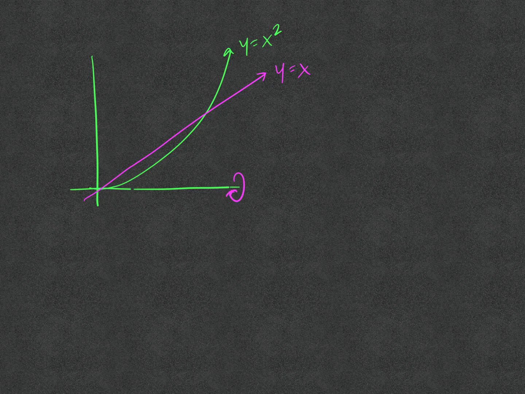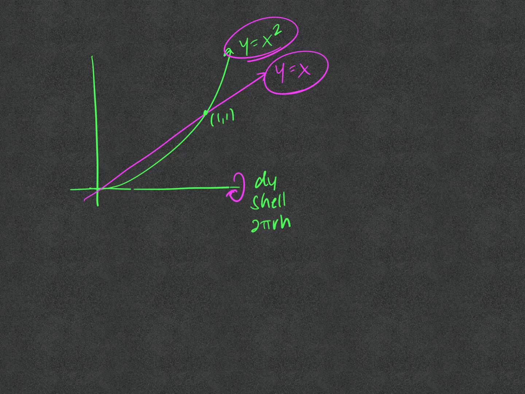Now here's the change. Here you have two functions. You have a function here and a function here. That's going to affect your height. So we're going to be around the x-axis. That means we're going to be in terms of y, shell method 2 pi rh. Could you use this with this method? Yes. Have we done it with this method? Yes. But we're learning the shell method. Let's talk about the difference between them.